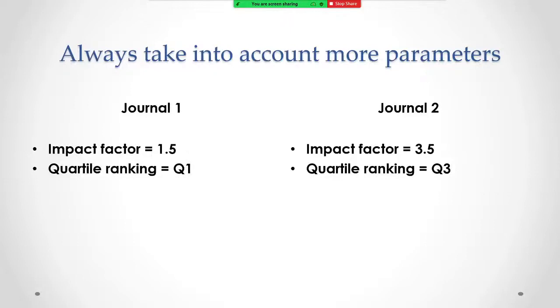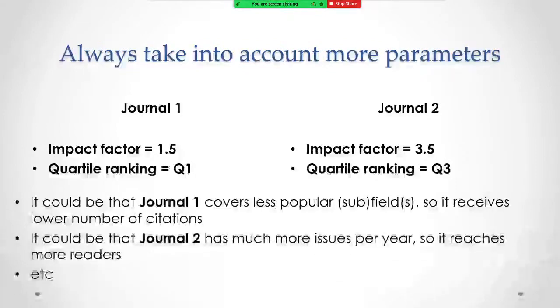So what do these numbers tell us? Well, they tell us that both journals are important. They both have representative values of journal metrics, and both should be considered for publication of our results. But we have to check what the subfields covered by these journals are in order to check why this situation happens, that this journal has a much lower impact factor but is still ranked as Q1 in comparison to Journal 2. Well, there are several reasons which might be responsible for that. For example, it could be that Journal 1 covers less popular subfields. So remember what I said about social sciences.